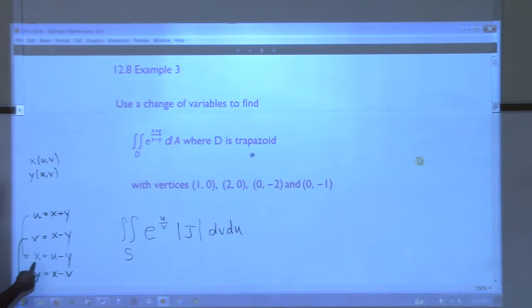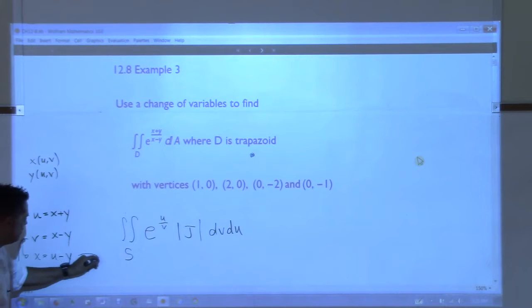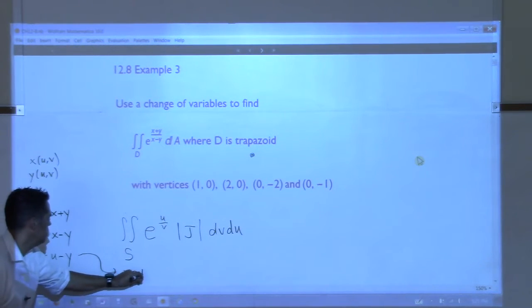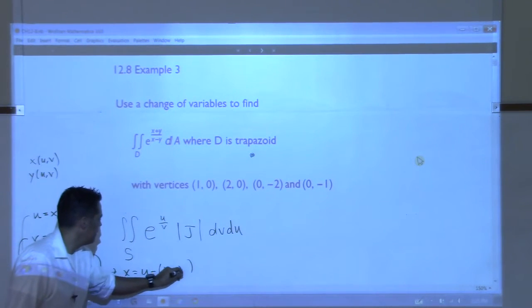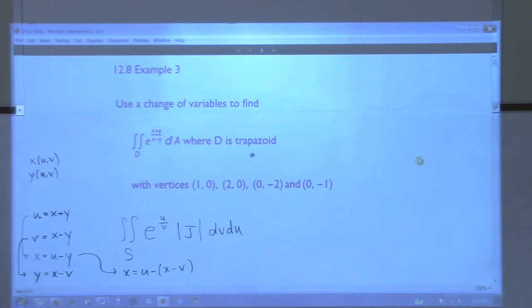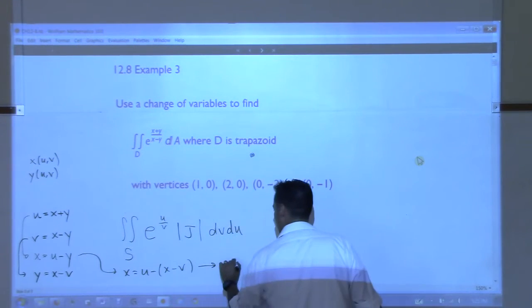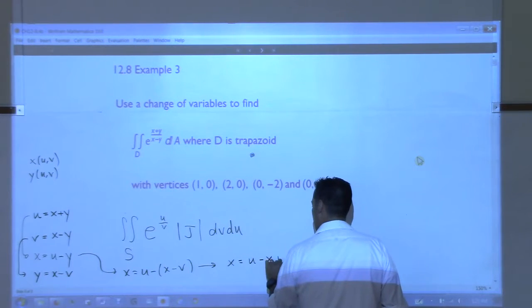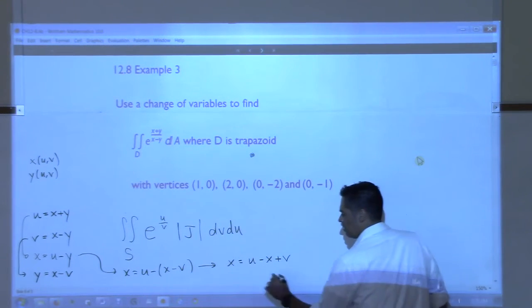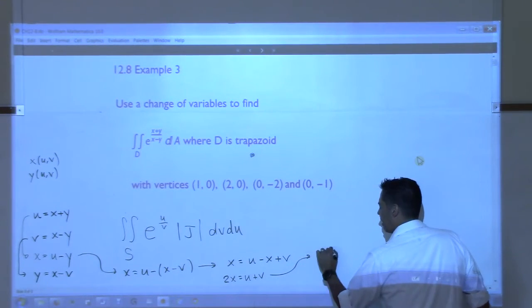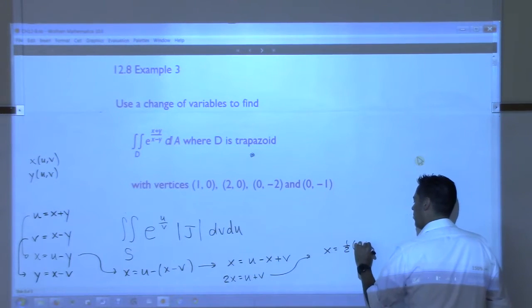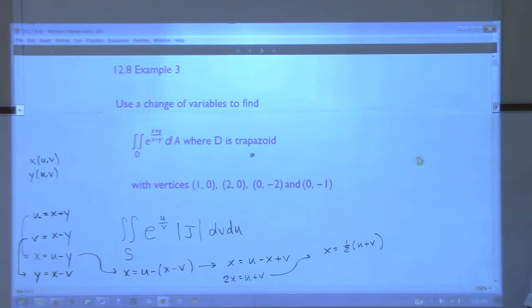Maybe what we can do now is write this one that has x in it, x equals u minus y. Replace that y with this. So what would that one become? U minus parentheses, what is y? X minus v. And that we should be able to clean up, right? This is going to give us x equals u minus x plus v. And I can move the x's to one side, so I get 2x equals u plus v. And voila, I have it. I have that x is equal to half of u plus v.